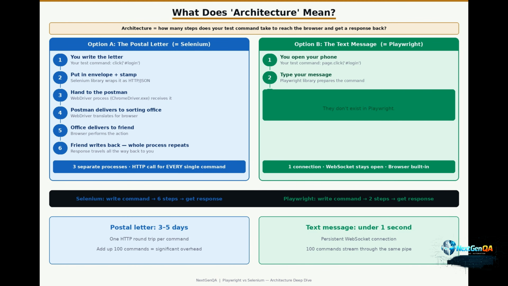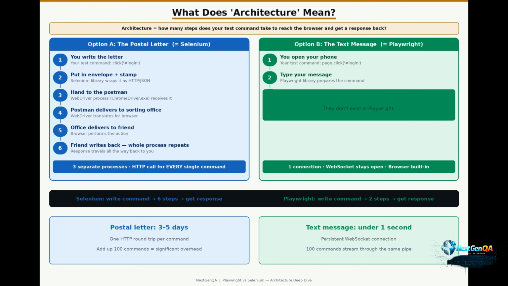What does architecture mean? Architecture means how many steps it takes for your test command to reach the browser and get a response back. Let me give you a simple example. Imagine you want to send a message to your friend. You have two options, right?